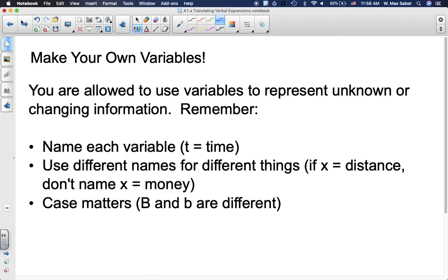You are allowed to make your own variables. You can use variables to represent unknown or changing information. So use these 3 rules whenever you're making your own variables. Name each variable. If you're going to say t, make sure that you know that t is representing whatever it's representing, in this case time. Use different names for different things. So please don't use x for 2 different things in the same problem. What you should do is change this to, okay, now this is y is money. And case matters. If you use 2 different versions of the same letter, those are considered different by mathematicians.